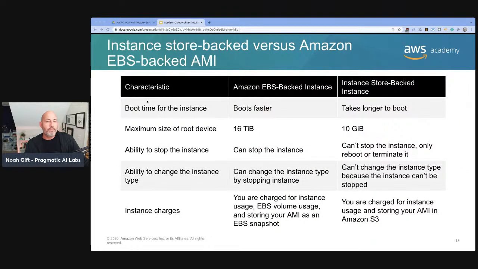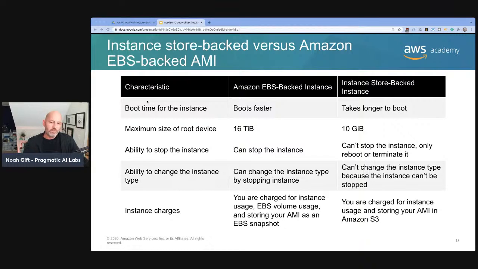Instance store backed versus Amazon EBS backed AMI. Well, a few things to be aware of: in terms of EBS, it boots faster. It also has a larger root device size, so you can have a 16 terabyte EBS root device, which I don't know why you'd want one for your root device that big. I think it'd be much better to split it up, but you can. You also have the ability to stop the instance. You can change the instance type by stopping the instance, and you're charged by the usage.